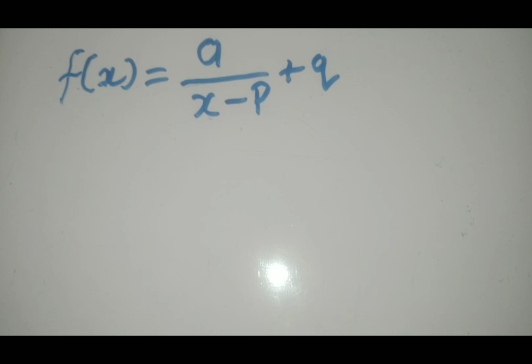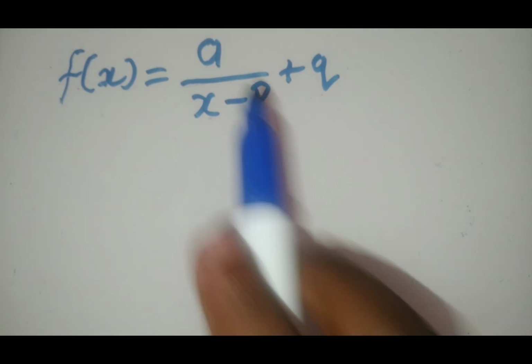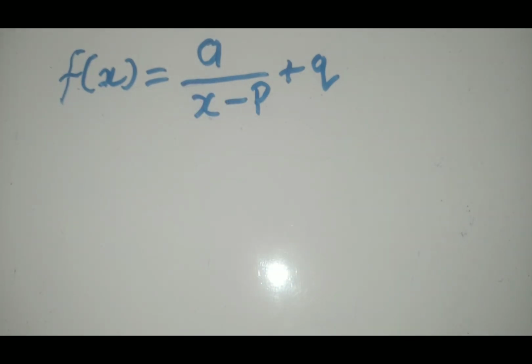Good day. Today I'm going to show you how to draw a hyperbola. So first of all, we need to know the standard form of a hyperbola. The standard form is f of x equals a over x minus p, plus q. This you have to memorize. You need to know what a does, what p does, and what q does.